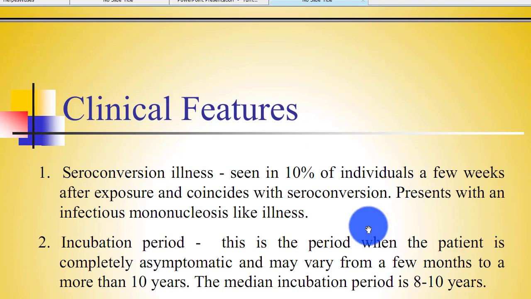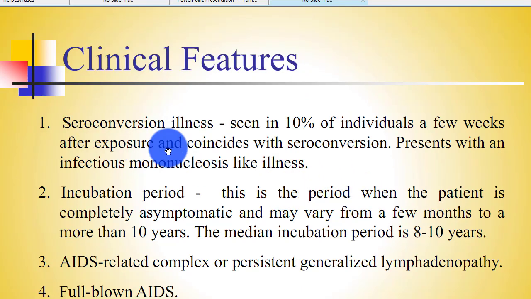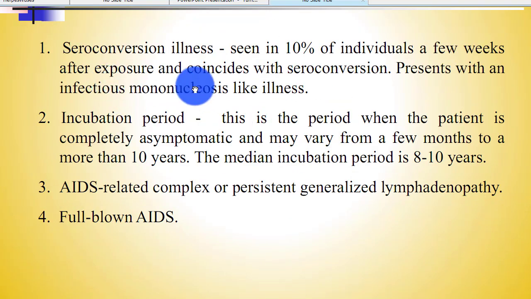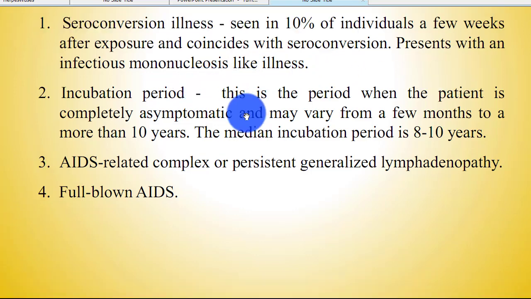Clinical features. Seroconversion illness is seen in 10% of individuals a few weeks after exposure, and coincides with seroconversion, presenting as an infectious mononucleosis-like illness. Incubation period: this is the period when the patient is completely asymptomatic and may vary from a few months to more than 10 years. The median incubation period is 8 to 10 years.